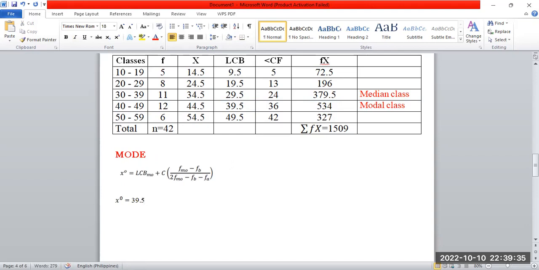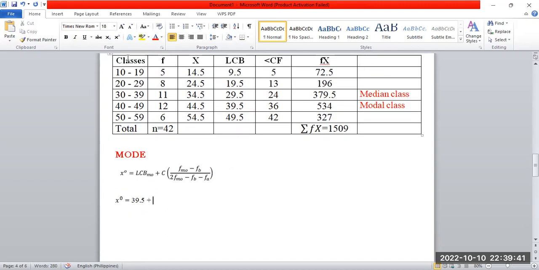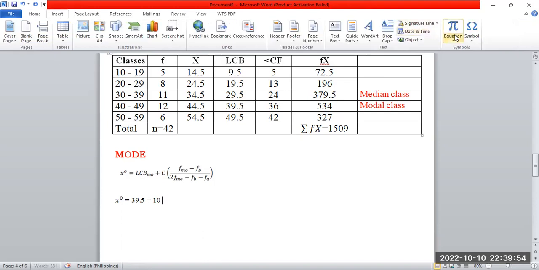So, 39.5. And then plus, okay, our C, the same rin lang doon, kasi ito rin lang ginamit natin classes. So, 10 to 19, we have class interval size, which is 10. Okay, and then, set tayo ng equation.